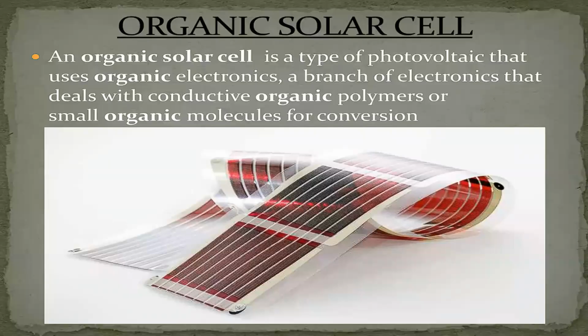Organic solar cell. An organic solar cell is a type of solar photovoltaic that uses organic electronics, a branch of electronics that deals with conducting organic polymers or small organic molecules for conversion. Organic solar cells are made up of organic matter. This is a separate electronics branch itself, where they deal with conducting organic polymers for conversion.